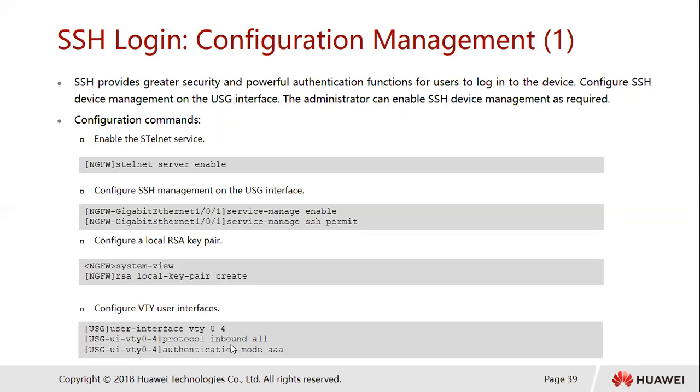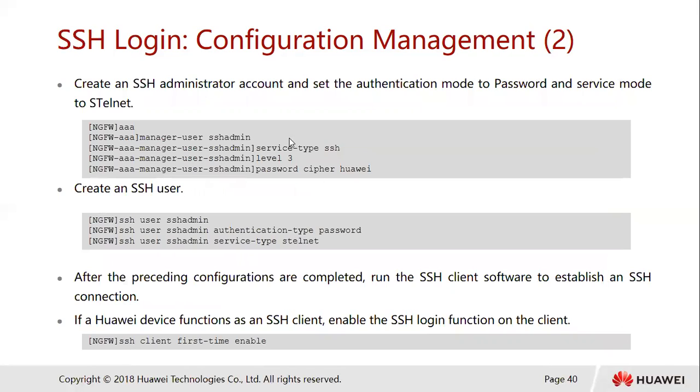Now, which interfaces are going to allow SSH? So you're supposed to configure the VTY user interfaces. So this is the command, user interface VTY, 0 up to 4. So this means that 5 ports are going to allow Telnet. You start from 0, and then followed by protocol inbound or authentication mode. We are going to use what is known as AAA. We are going to look at AAA in future.